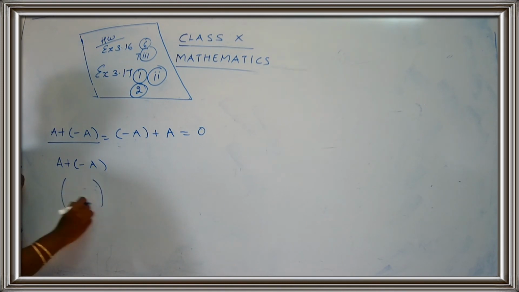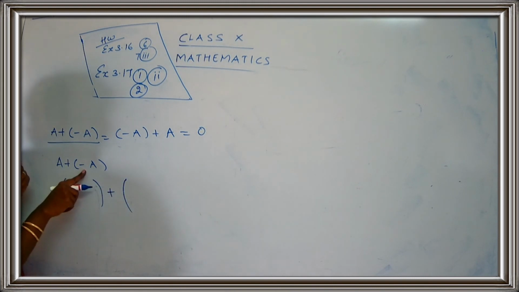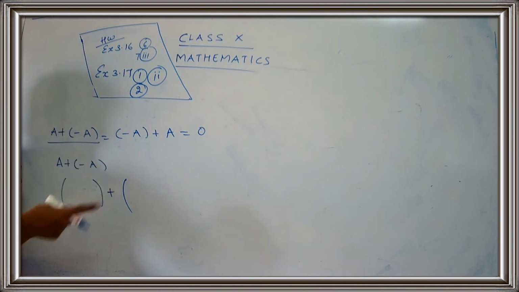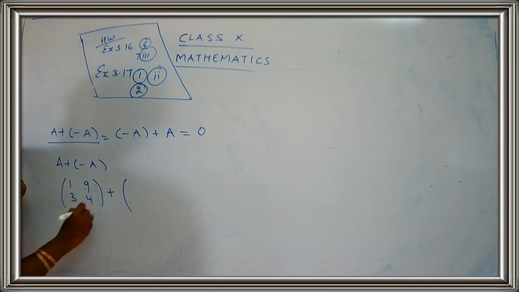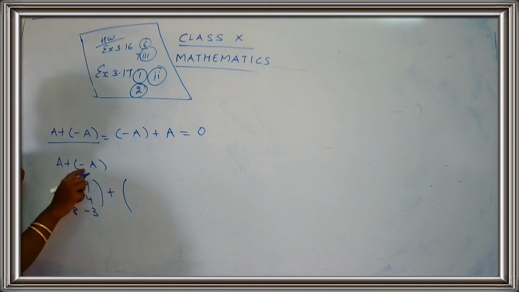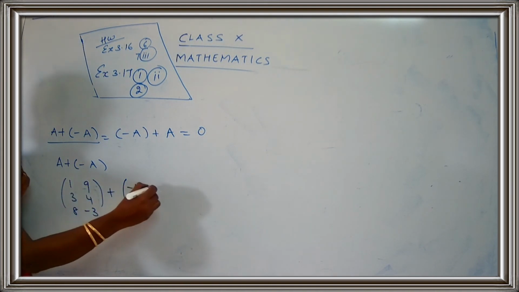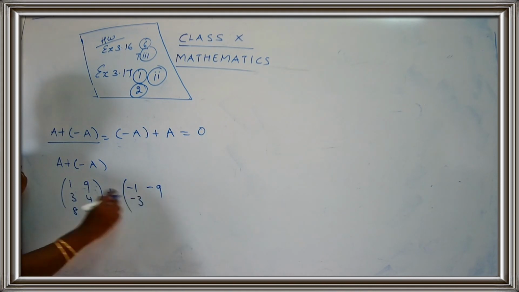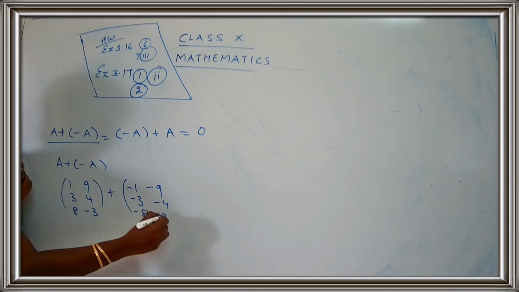You will write the matrix A. A is given to you. Take the same A plus minus A. You know the meaning of minus A: you have to change the sign. Now what is A given? 1, 9, 3, 4, 8, -3. Minus A means change the sign. Plus 1 will change to minus 1, minus 9, minus 3, minus 4, minus 8 and plus 3.